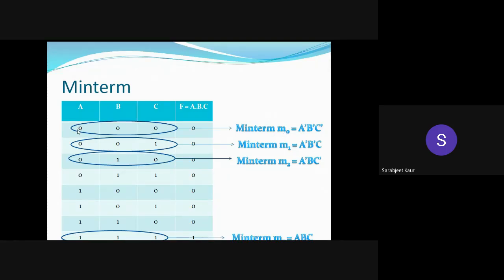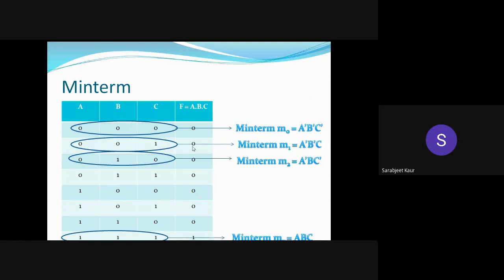So how will I read this min term? As I just explained, when the Boolean variable A is 0, we will read it as A dash, B dash, C dash. So what does this min term become? This min term, which is the 0th min term, becomes A dash, B dash, C dash. Any problem? No, ma'am.